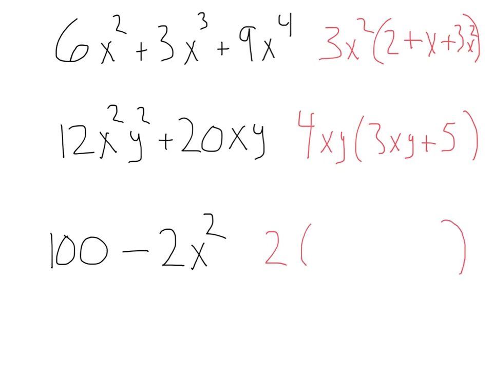We know we took a 2 out of this 100. That's going to leave us with 50 minus. We took this 2 out, and we're just left with an x squared. So remember, you're just looking at each term, seeing what's in common, and pulling it out, kind of like reverse distribution.